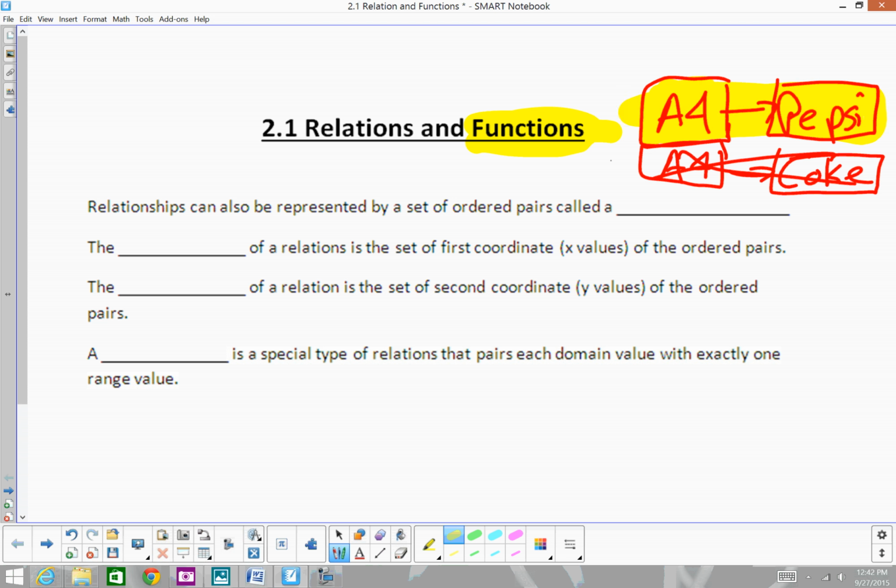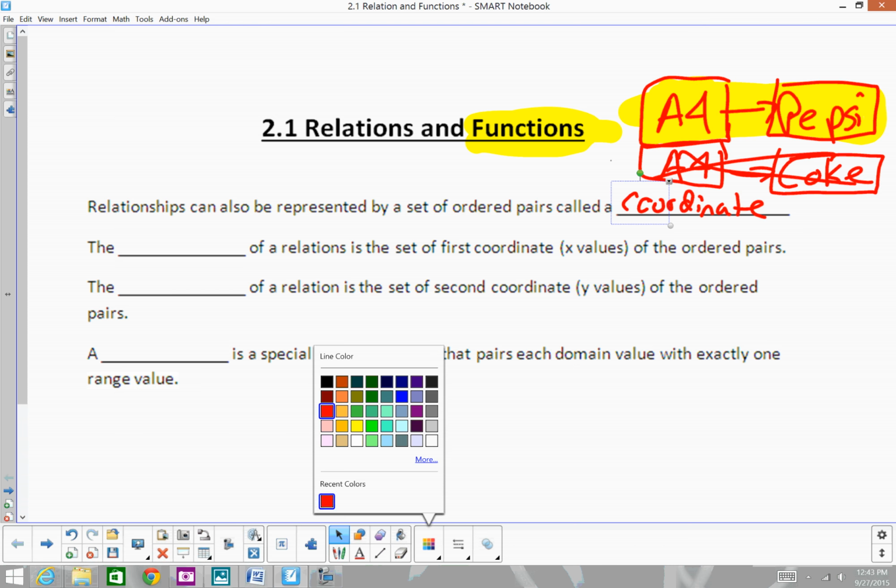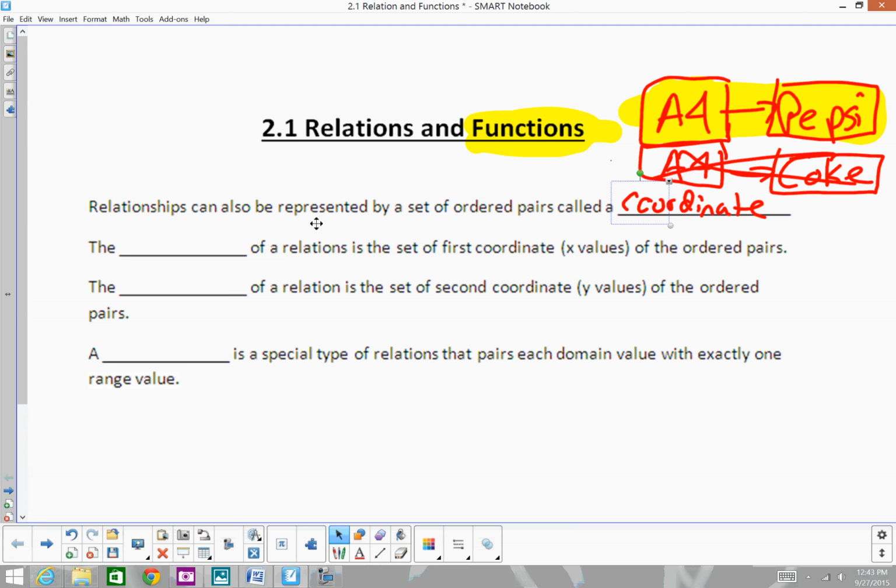So when I talk about functions, I need to understand some vocabulary words. Some of this information you might already know. But relationships that can be represented by a set of ordered pairs are called coordinates. A coordinate could be represented by, in my case, if I'm talking about A4, and it outputs a Pepsi, I'm just going to write P for Pepsi. So my ordered pair is A4 comma P.